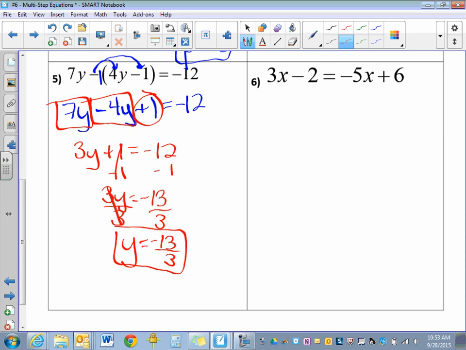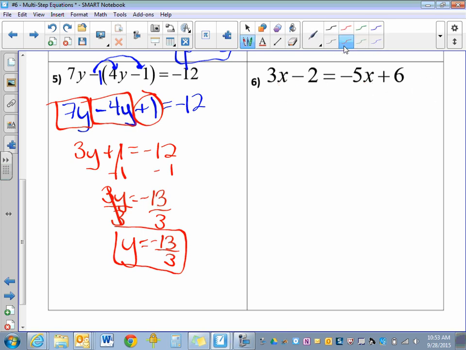Take a look at number 6. This is a different kind, in which, look, we now have more than just one thing on the right side. We have variables and constants on the left side, and variables and constants on the right side. Again, remember, a variable is this letter that represents a number, and a constant is a number that has no variable with it. So those two are my constants.